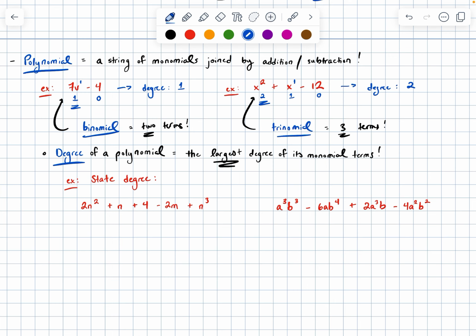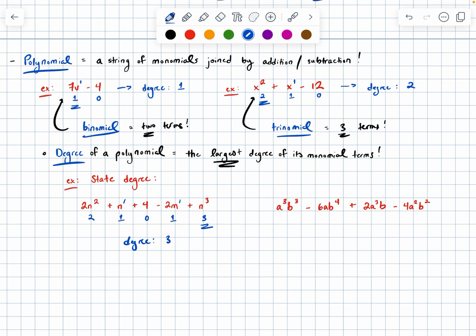And stop. 2n squared, right? N has an exponent of 2, so the degree of my first term is 2. N, invisible exponent of 1, this term has a degree of 1. 4, once again, no variables, has a degree of 0. M to the invisible power of 1, this guy has a degree of 1. N cubed would have a degree of 3. I take the largest one that I see, so the degree of this polynomial is 3. This would be a third degree polynomial.